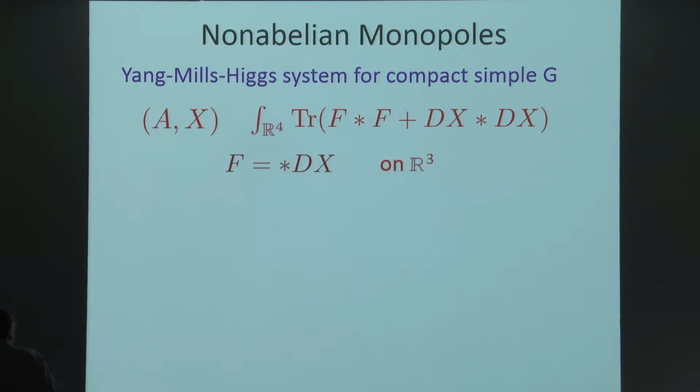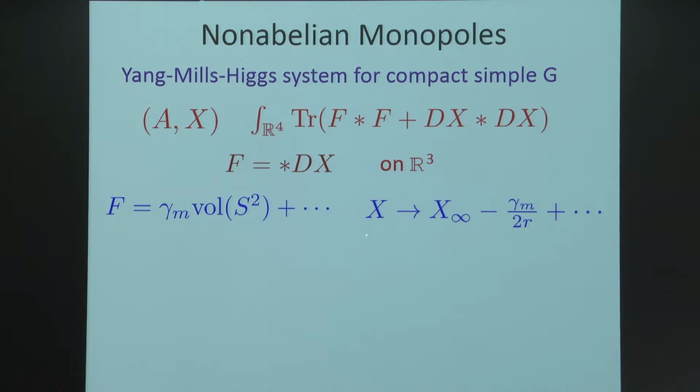Lagrangian. And we're interested in time-independent solutions, the Bogomolny equations on R3, subject to the boundary condition that the field strength out at infinity is proportional to the volume form on the two-sphere times some element of the Lie algebra, gamma m, and the Higgs field goes to the Higgs vacuum expectation value, x infinity, and then the rest of the expansion is determined by the Bogomolny equations.